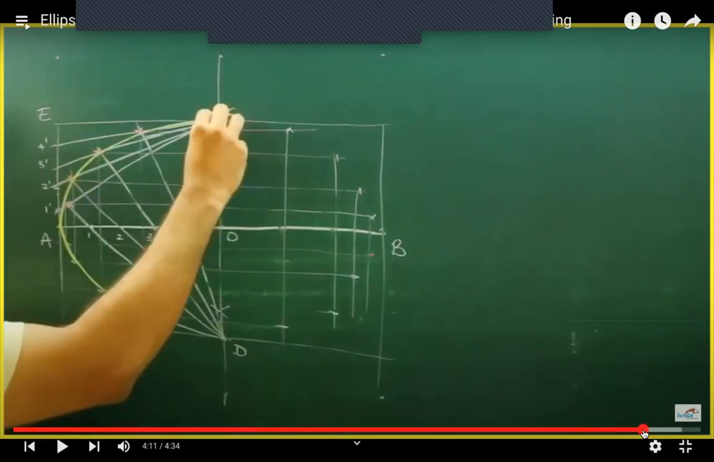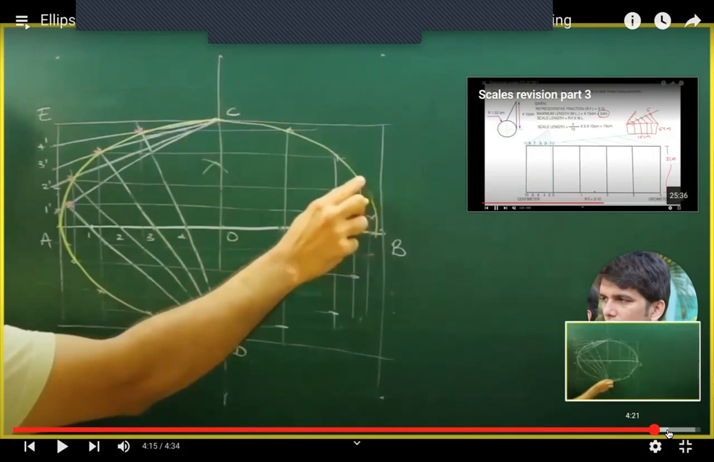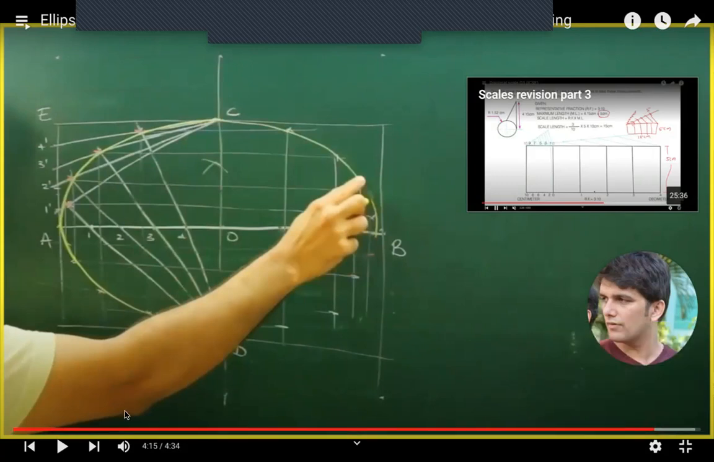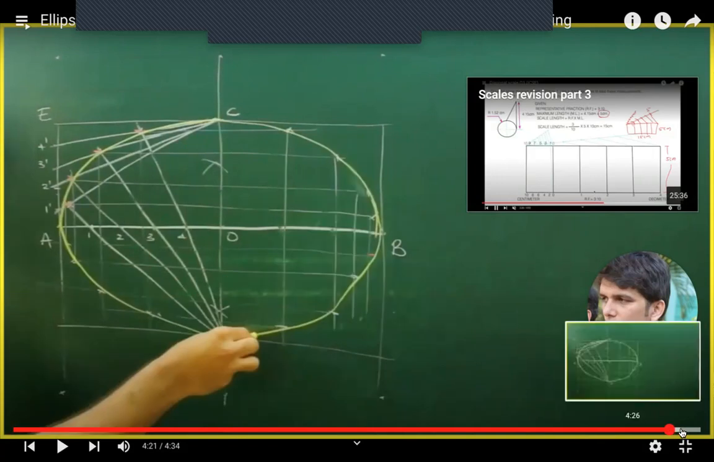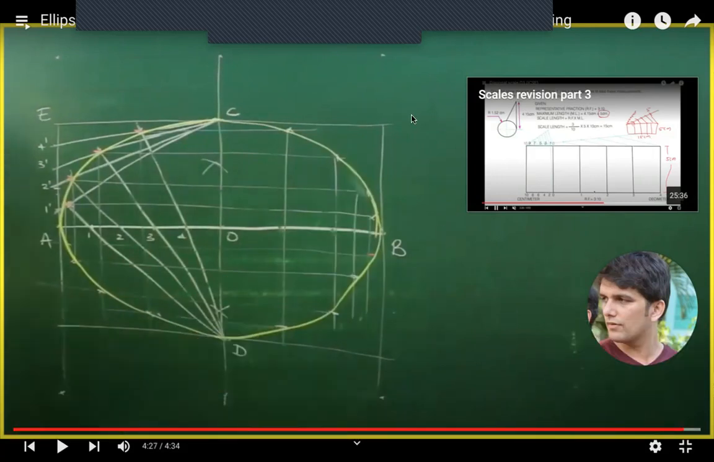And after that, you join all the points with freehand. Either you can draw freehand or you can use a French curve. I'll just show you how it looks in the end. Okay, and then you have to write. See, you have to write this way. You have to draw a guideline.